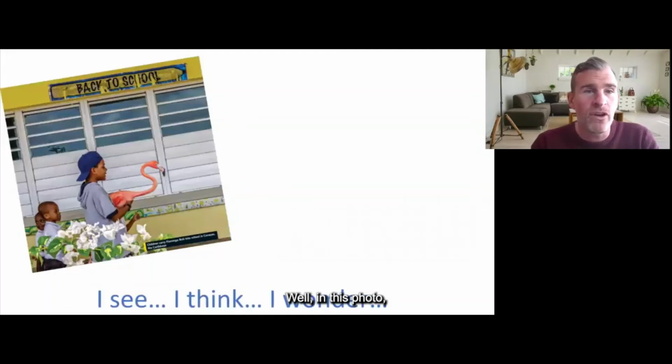Well, in this photo, I can see 3 boys, and one boy is carrying a pink flamingo. I think they are at school because the 2 younger boys are wearing some kind of uniform. And there is also a sign saying, "Back to school," behind them. I wonder why they are carrying a pink flamingo. That's really strange. Why do you think there's a flamingo in a school?